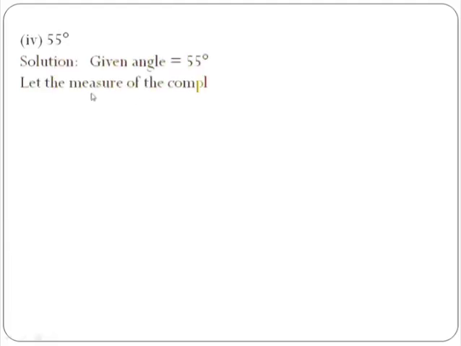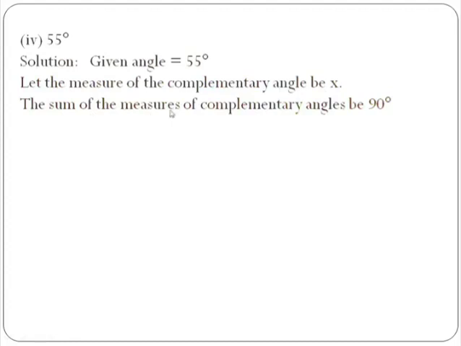Now example number 4, 55 degrees. Solution: given angle is 55 degrees. Let the measure of the complementary angle be x degrees. Then we will write the property. The sum of the measures of complementary angles is 90 degrees. Here we will get the equation 55 plus x is equal to 90.